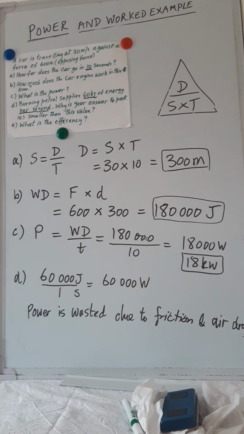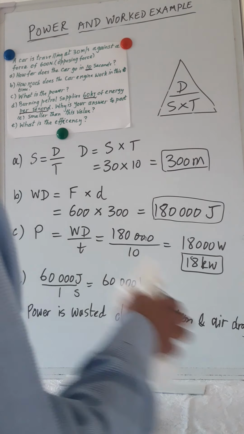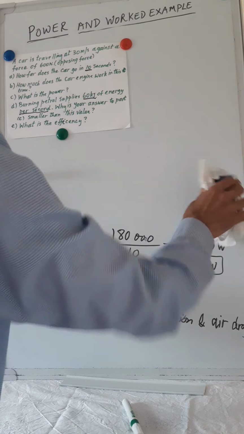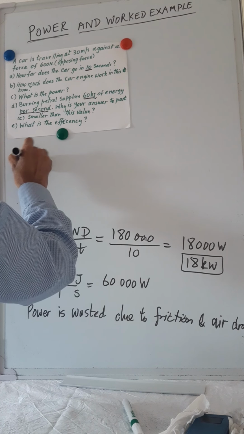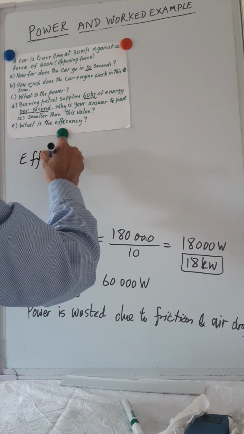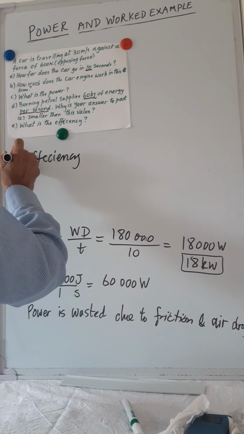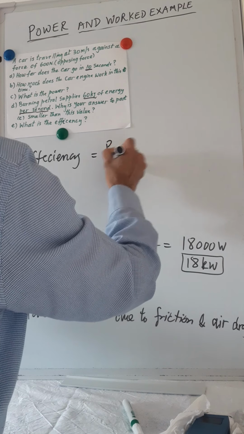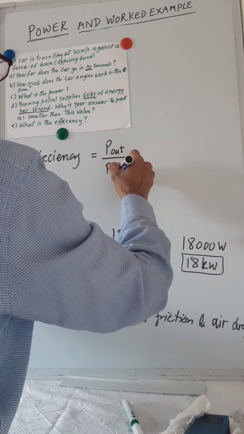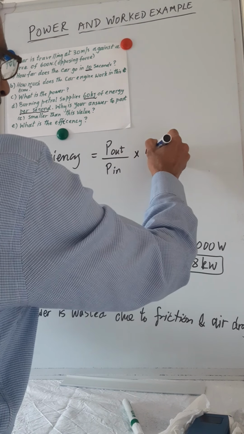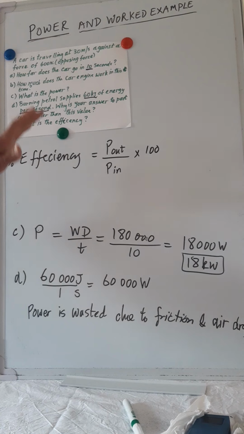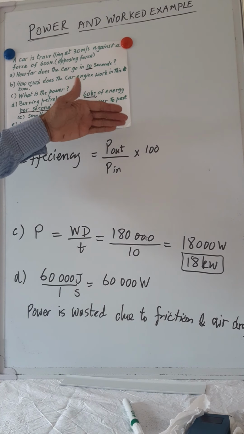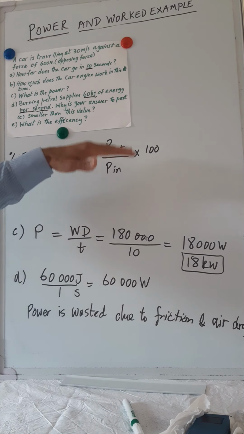Now part E, what is the efficiency? I'm going to rub this bit out and write the efficiency up here. Now, remember, the formula for percentage efficiency: the power output divided by the power input times 100. Efficiency can also be energy output over energy input times 100, or work output divided by the work input times 100.